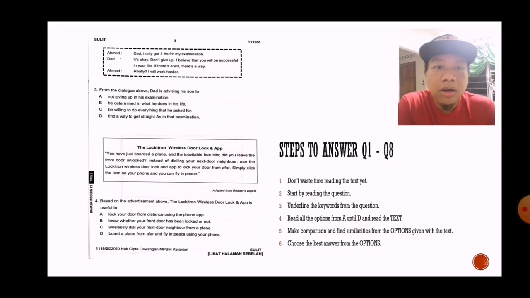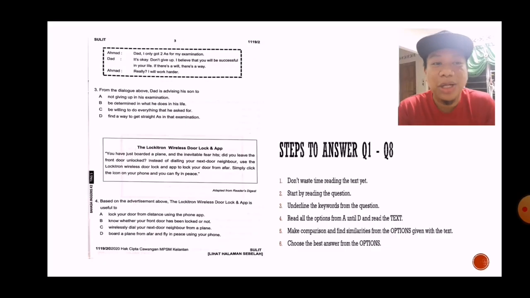A first. Lock your door from distance using the phone app. B. Know whether your front door has been locked or not. C. Wirelessly dial your next door neighbor from a plane. Wow. D. Board a plane from afar and fly in peace using your phone. Wow, this is amazing. If we have this kind of Locktron wireless door lock and app in real life, of course, please buy it. Okay, this is really awesome.